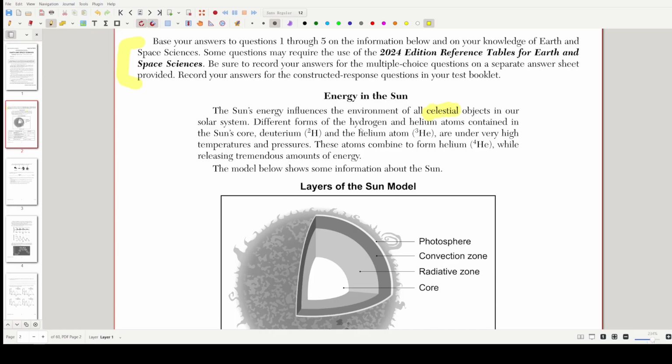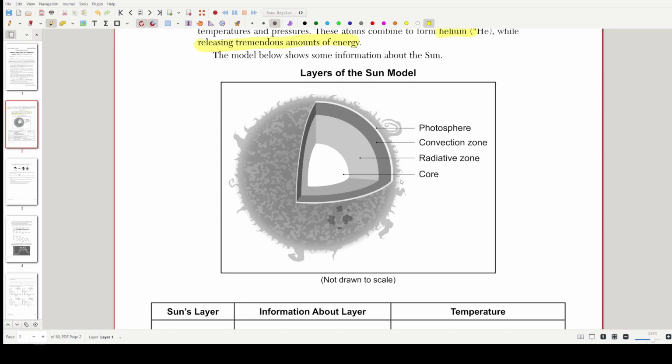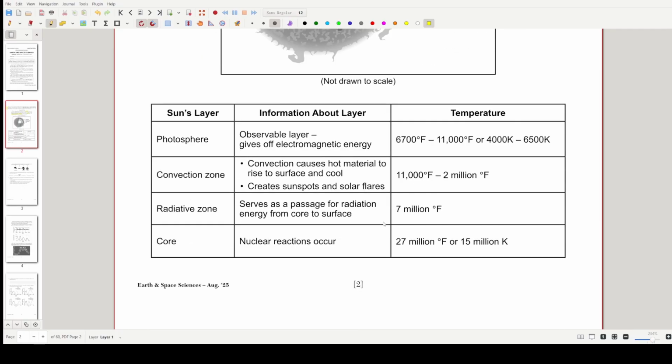Different forms of the hydrogen and helium atoms contained in the sun's core, deuterium and the helium atom, are under very high temperatures and pressure. These atoms combine to form helium while releasing tremendous amounts of energy. Okay, so they're just saying things like helium, very high temperatures and pressure. That's kind of all I would highlight right there. We got the layers of the sun. You can see photosphere, convection zone, radiative zone, and the core of the sun there. And it seems to be giving us some information about the layers.